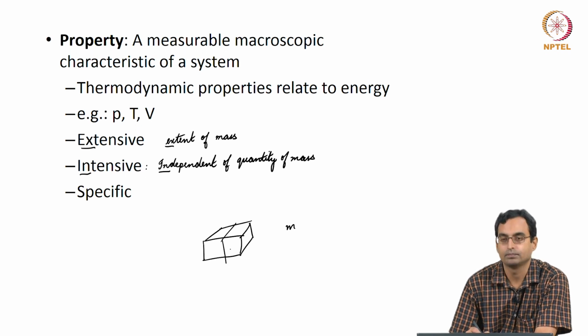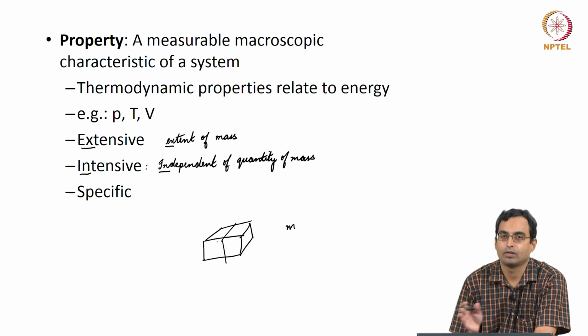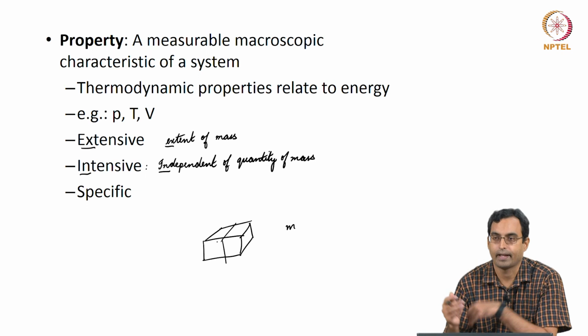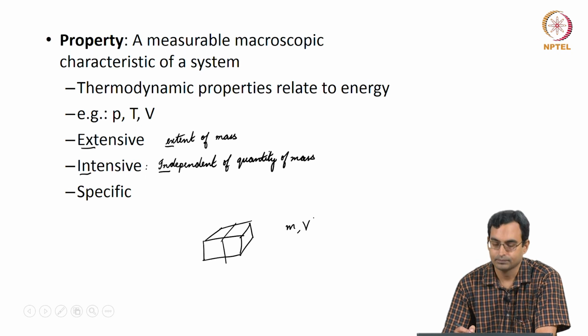Let me see volume. This box entirely had some volume. When I cut it into two parts, each part has a volume which is different from the initial volume of the entire full box. Therefore, what we see is that volume also is an extensive property.